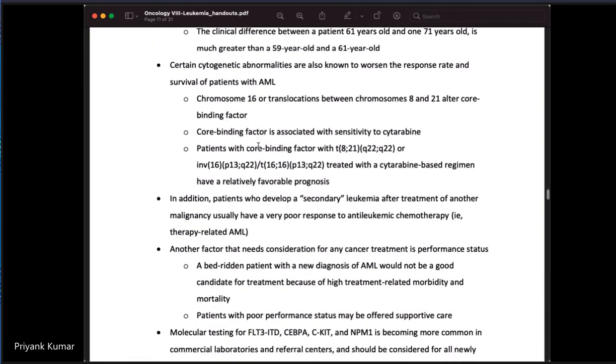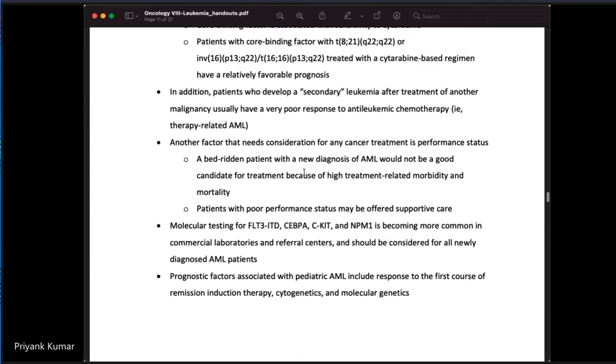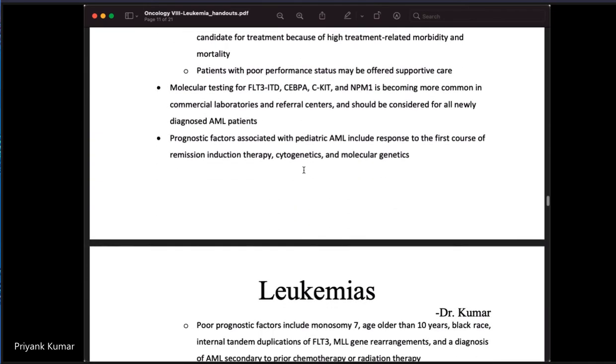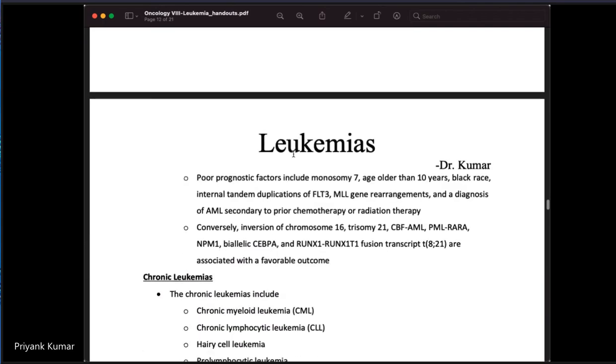These are the mutations here. Please pay focus on these mutations here. Okay, and then focus on the molecular testing as well.